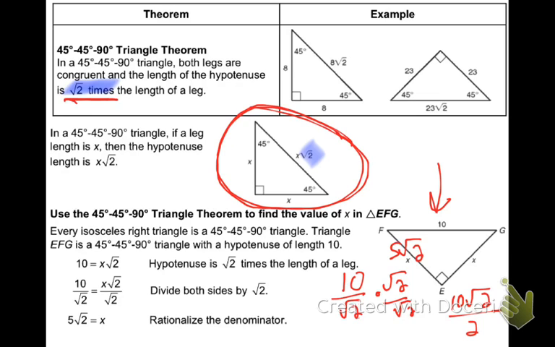Now again, this work looks confusing. By the time you get really good at it, you can just say, oh, if I have 10, divide by 2, tack on the square root of 2. For instance, instead of 10, let's make this 40. If I made that 40, what would my other leg be? It would be 20 square root of 2. Divide by 2, tack on the square root of 2.